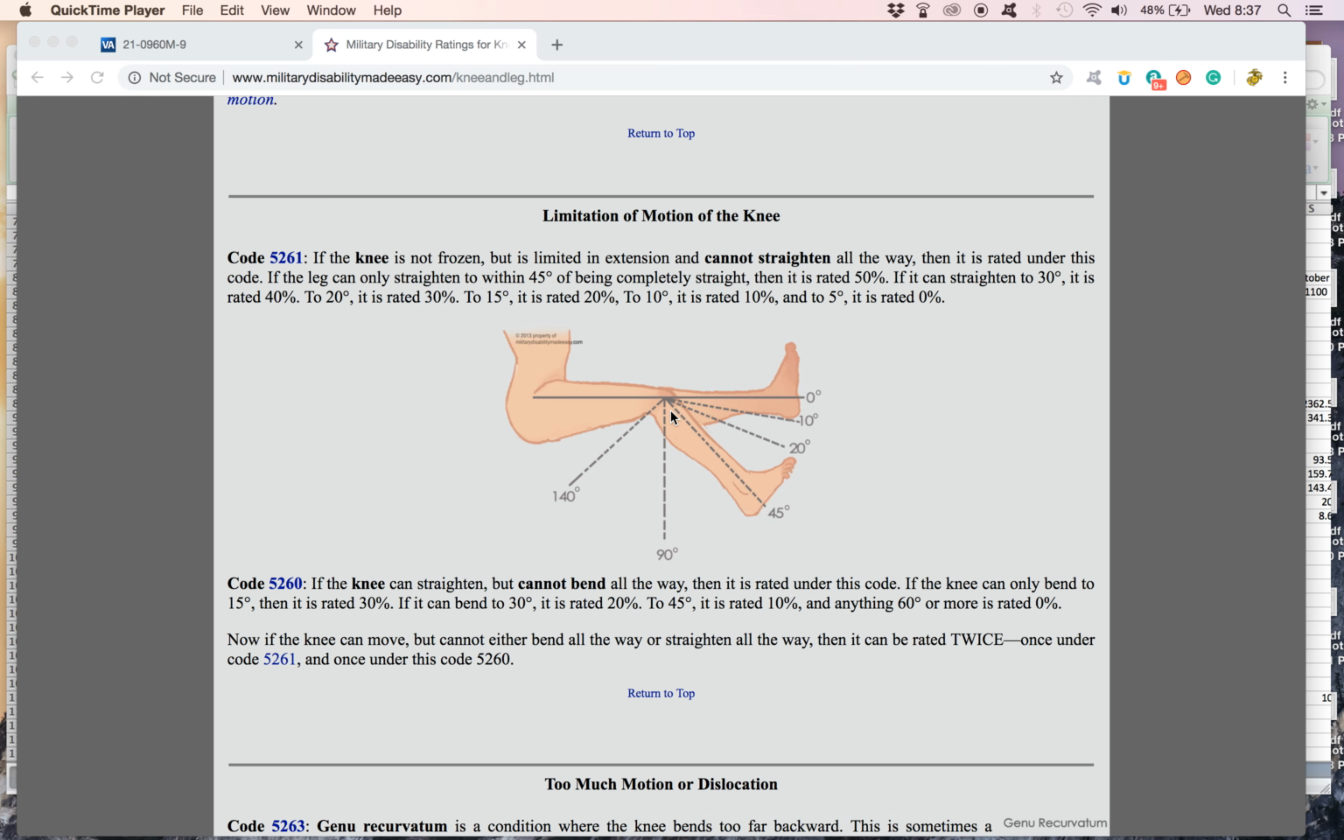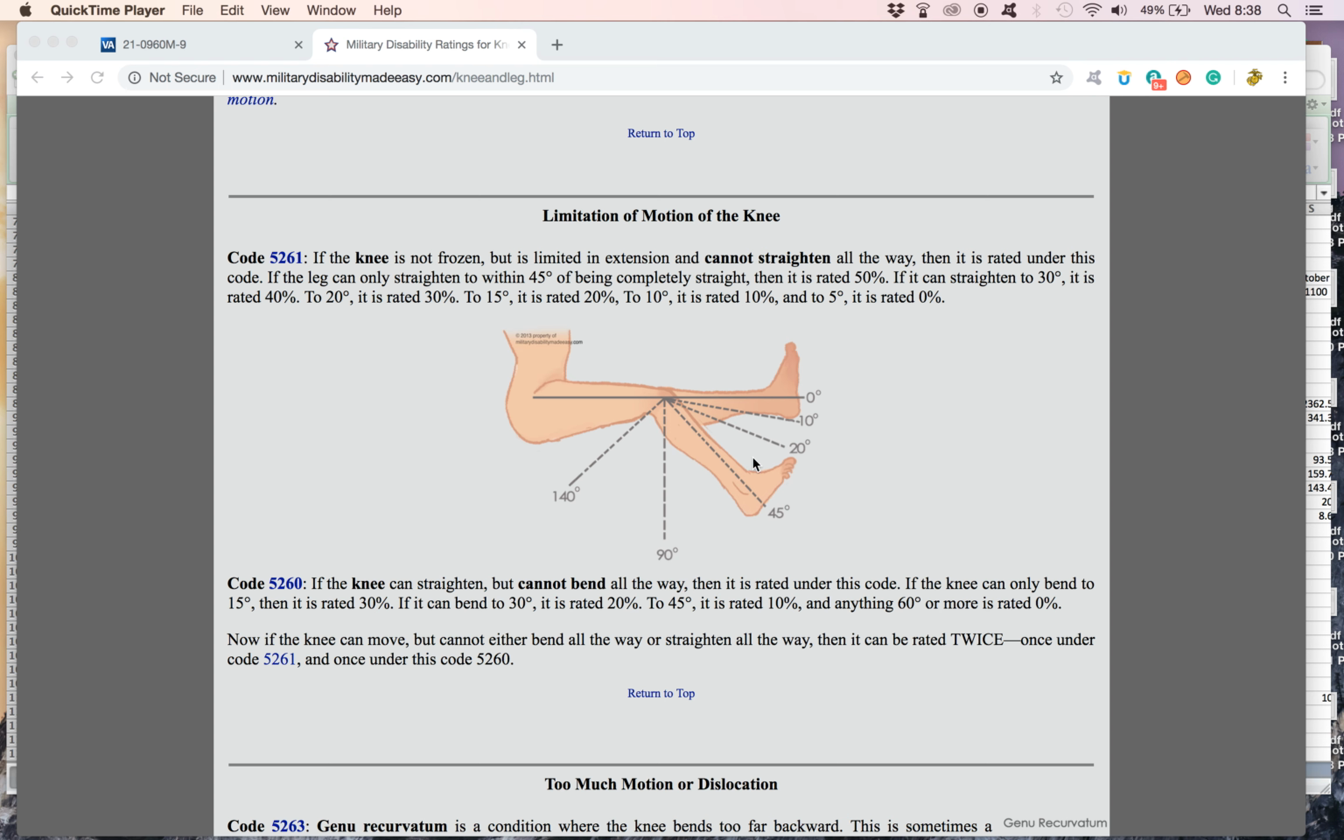So again, remember, limitation of extension is when you can't go up more than 45 degrees, you are rated at 50%. If you can't go up more than 30 degrees, you are rated at 40%. Now, if your knee cannot bend all the way down, 30 degrees, then you are rated at 20%.